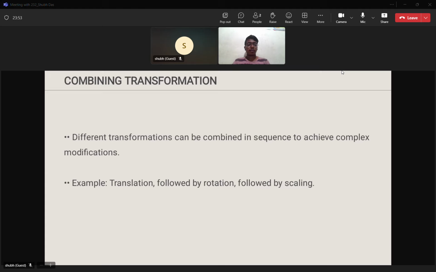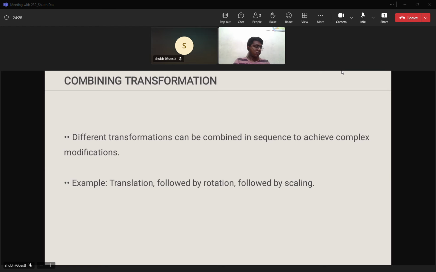A common example would be to first translate an object to a new position, rotate it around a point, and then scale it to make it larger or smaller. Or imagine an animation of a car moving along a curved path, turning and growing larger as it approaches the viewer. We might first apply translation, then rotation, and finally scaling to achieve this complex dynamic effect.